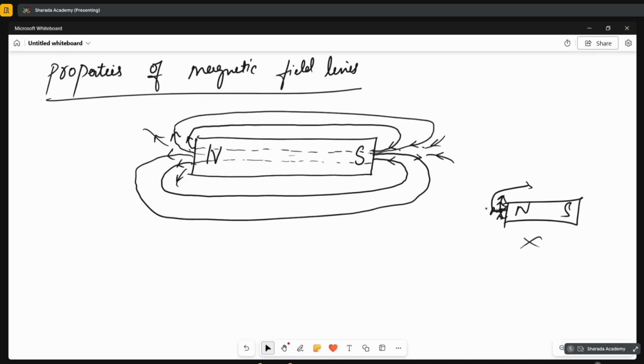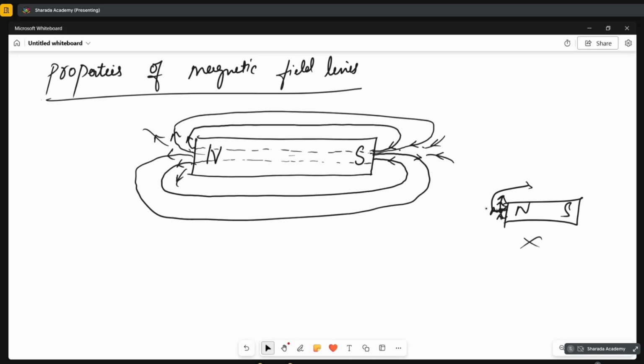So these are the properties of magnetic field lines. Again, I repeat, what are the properties of magnetic field lines? First thing, what is magnetic field lines? They are the imaginary lines that can be drawn around a magnet. So that will indicate the magnetic field. Okay, so magnetic field lines originate at the north and end at the south. Inside the magnet, it moves from south to north.